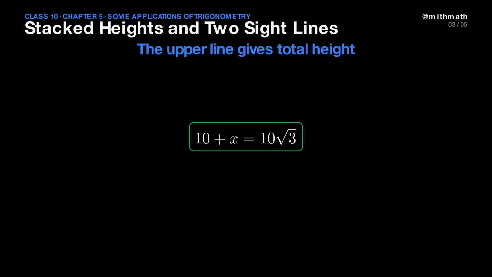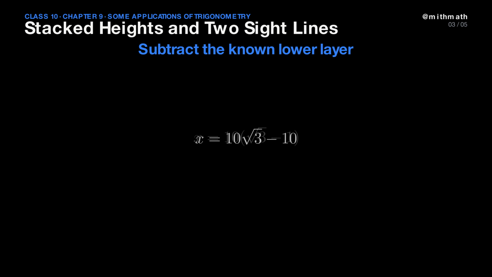At 45 degrees, that total height equals the horizontal distance 10√3. Subtract the 10-meter building from the total. The flagstaff is 10 times (√3 minus 1) meters, approximately 7.32 meters.